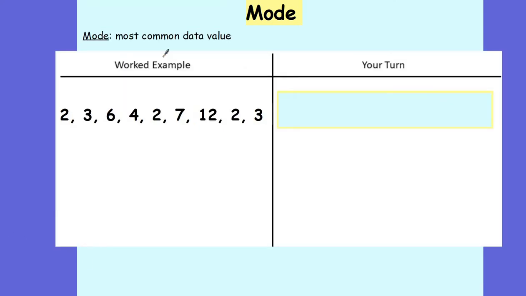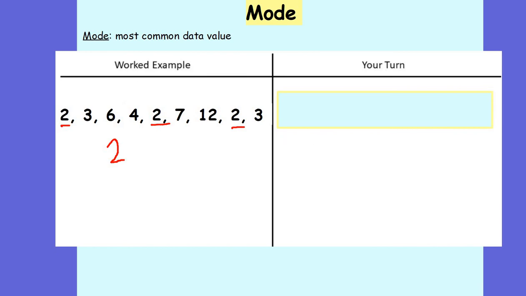In your dark blue books, can you write me the title mode? And underneath, can you write mode is the most common data value? Then I'll go through an example and then there'll be one for you to do. Right, here's my example. I've got a list of data values. I've got 2, 3, 6, 4, 2, 7, 12, 2 and 3. Now the most common data value, there are 3 2's, so 2 is the mode.